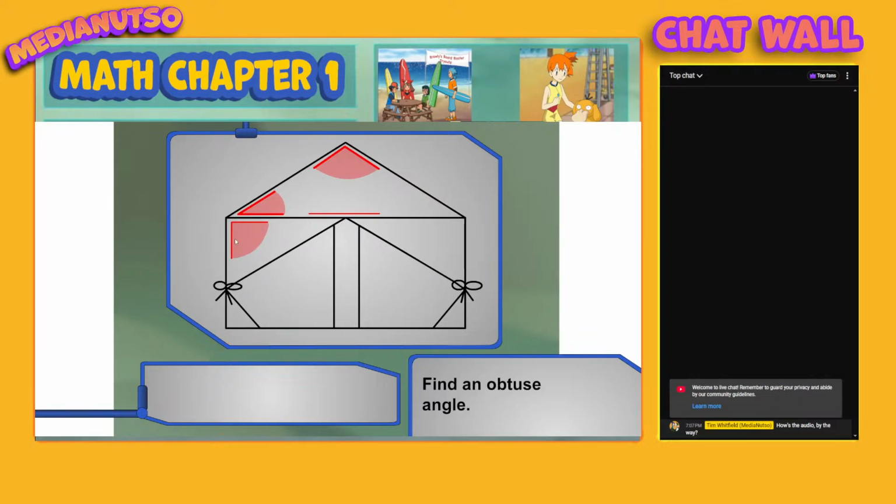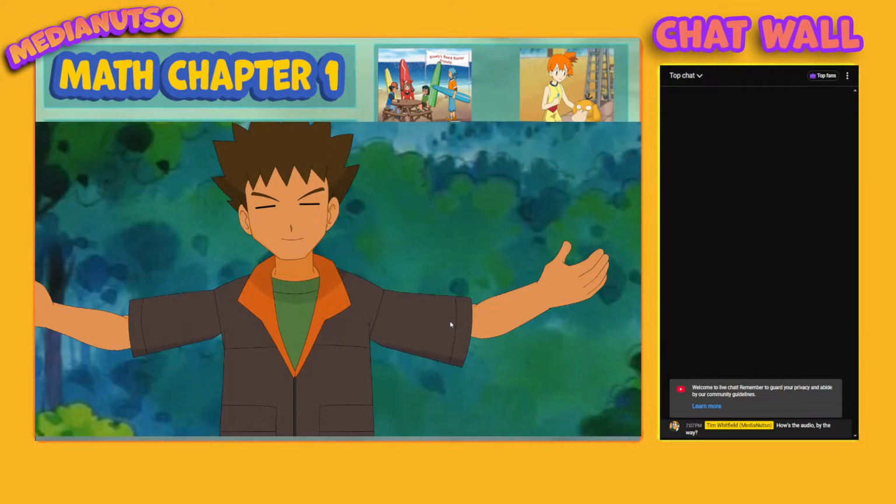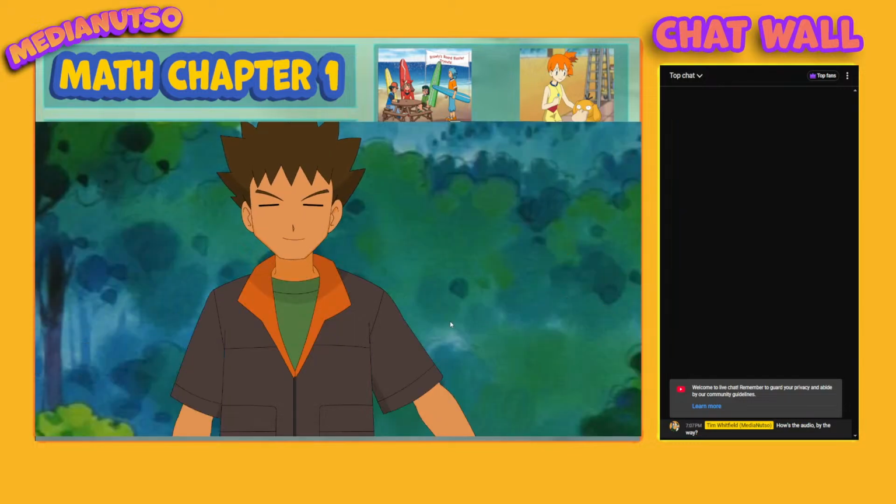You got it. Find another obtuse angle. All right. Find another right angle. Way to go. Find another straight angle. Again, I know this was meant for elementary school. You got it. Find another acute angle. All right. Find another right angle. Awesome. Yeah, we did it. The tent is up and ready to go.